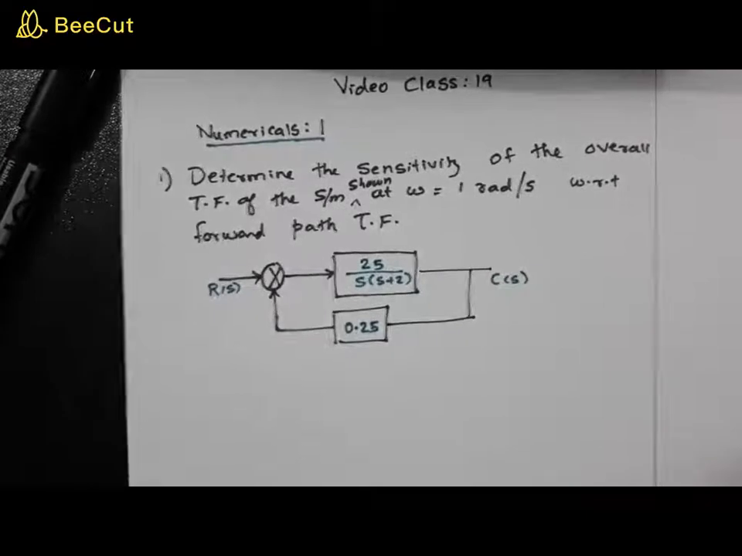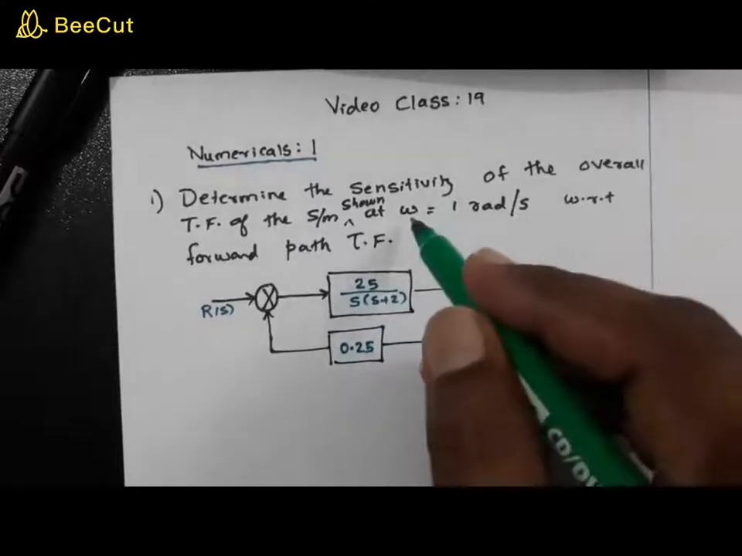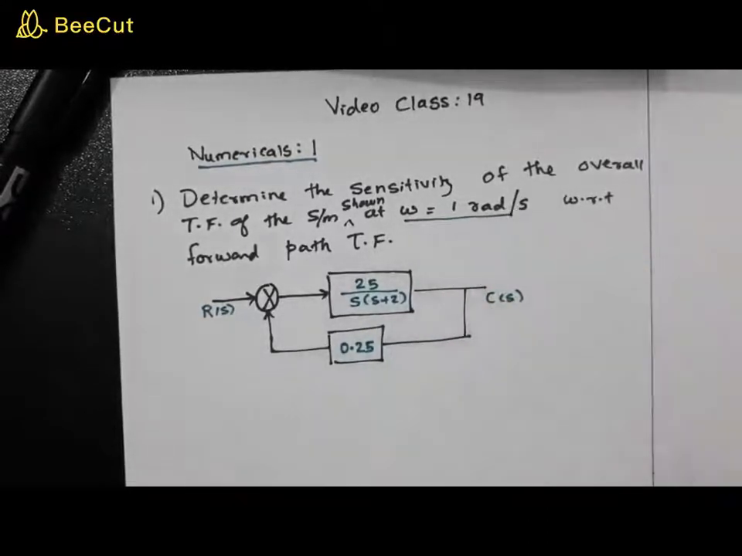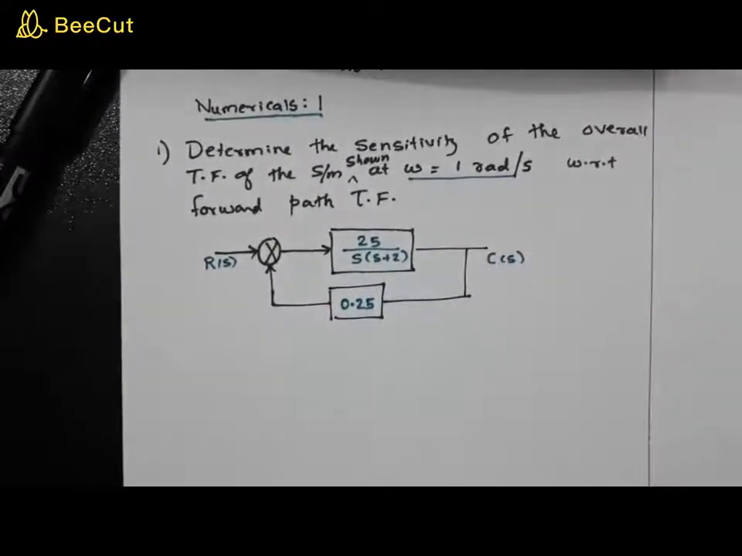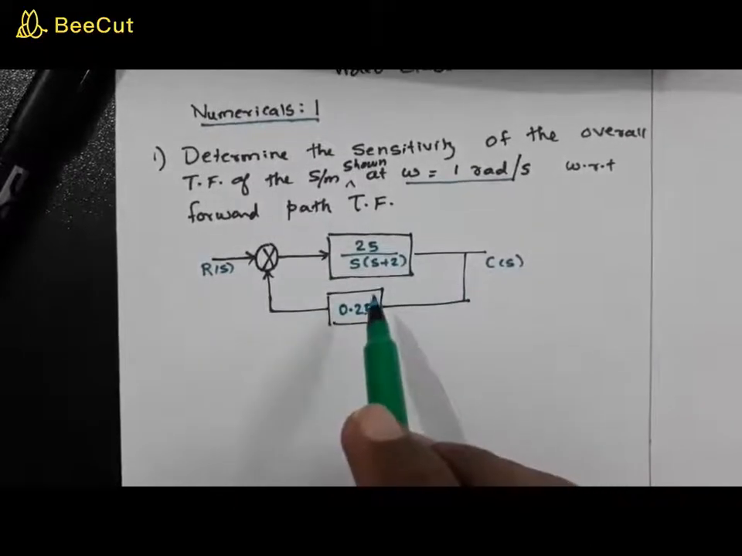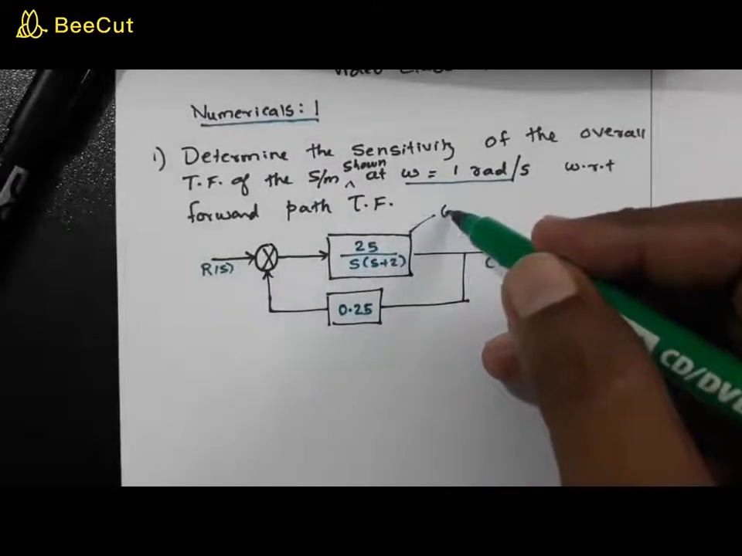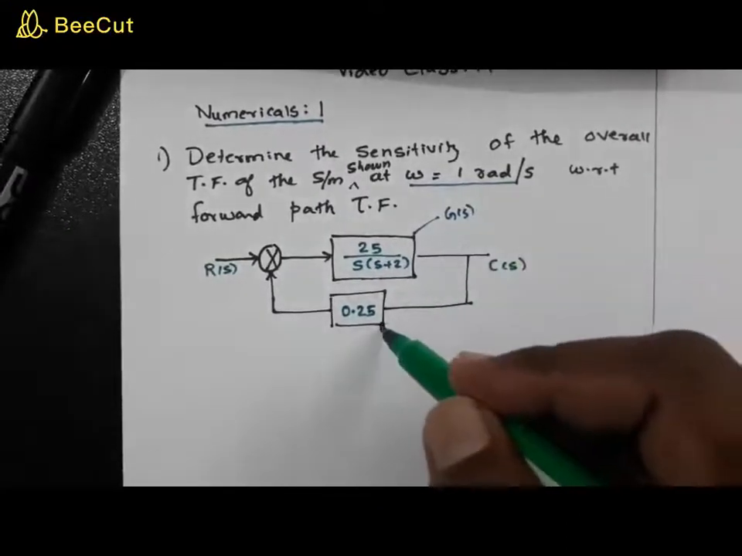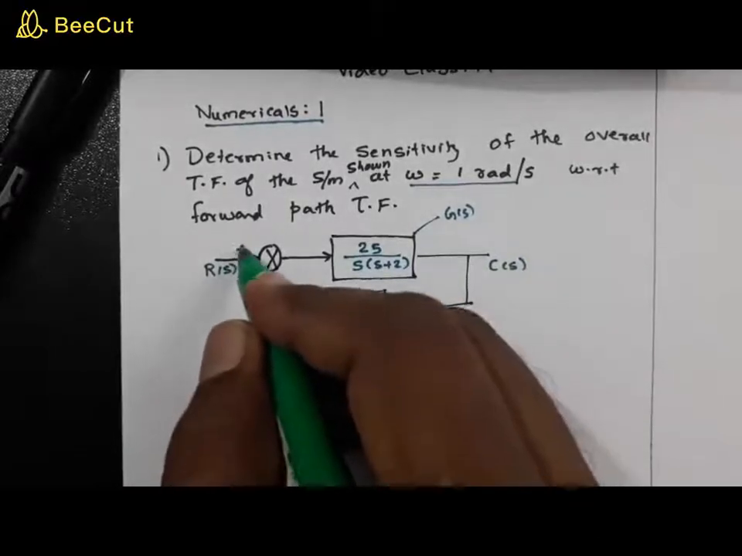Determine the sensitivity of the overall transfer function of the system shown at omega is equal to 1 radians per second with respect to forward path transfer function. So this is the system that is shown. You know that this is a closed loop system with h is equal to 0.25, and this is your g of s, and this one is h of s. Okay, and that's a negative feedback system.